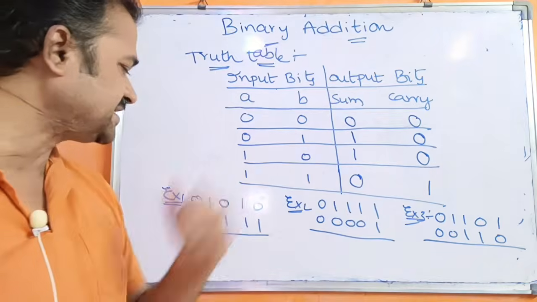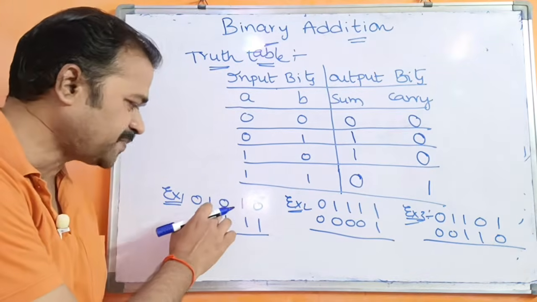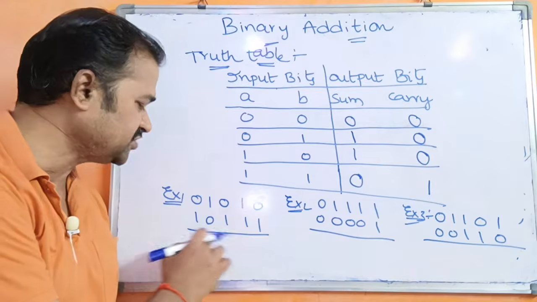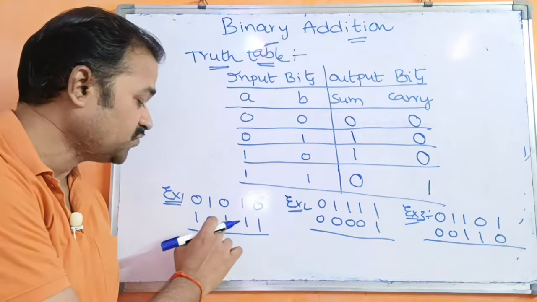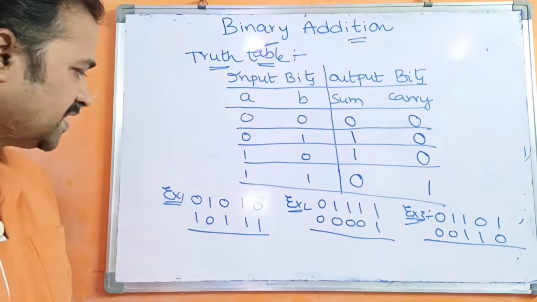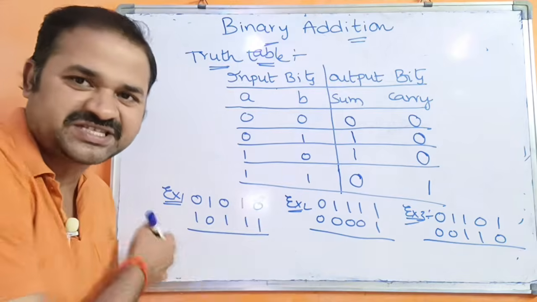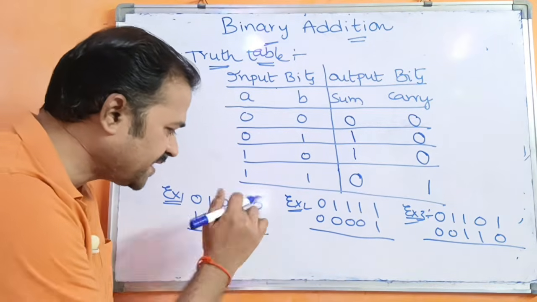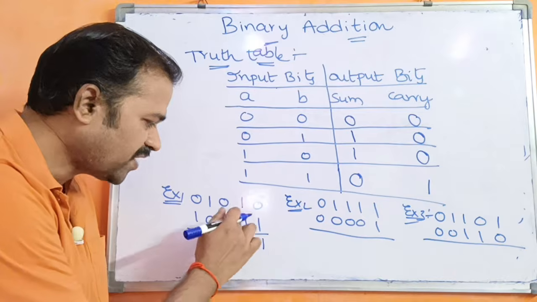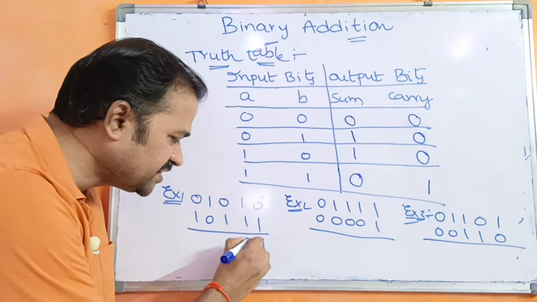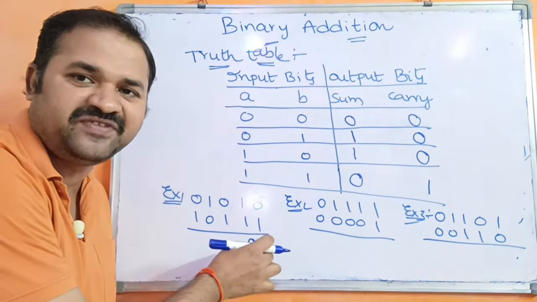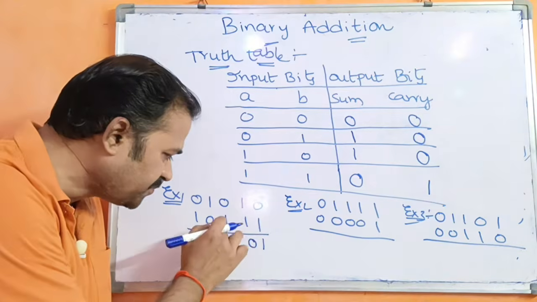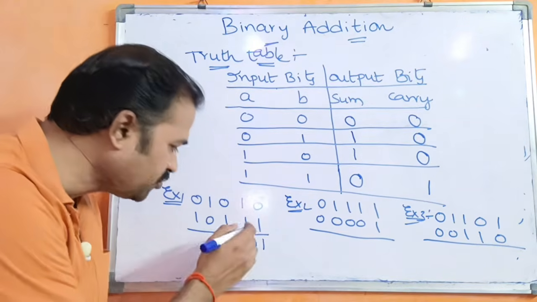Now let us see these 3 examples. So this is the first binary number, 0 1 0 1 0. The second binary number is 1 0 1 1 1. We have to start from the least significant bit. So 0 plus 1 means 1. 1 plus 1 means 0 with a carry 1. That carry will be shifted 1 position to the left, so we have to write the carry here.